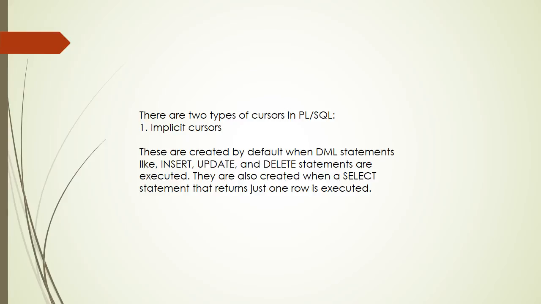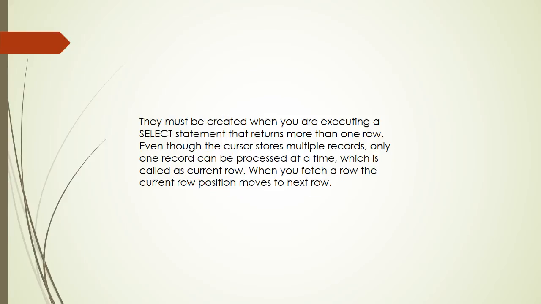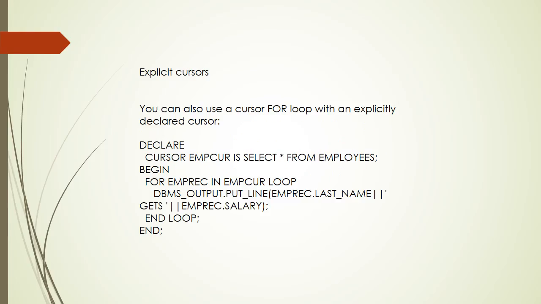One, implicit cursors. These are created by default when DML statements like insert, update, and delete statements are executed. They are also created when a select statement that returns just one row is executed. They must be created when you are executing a select statement that returns more than one row.